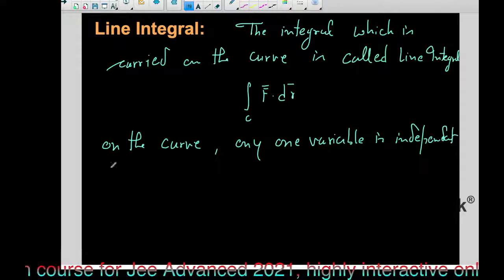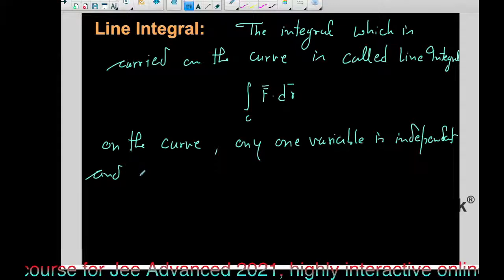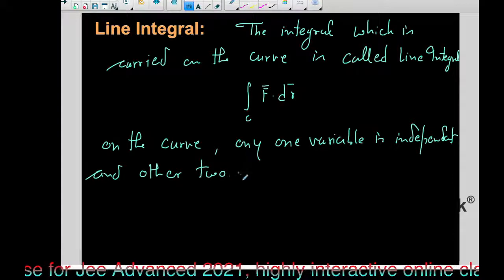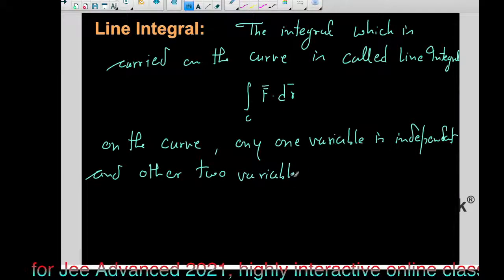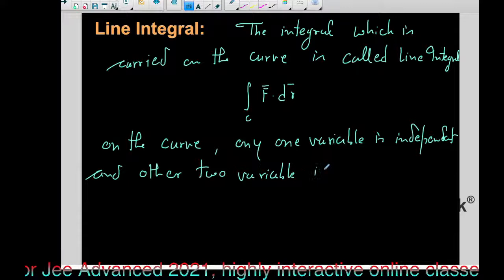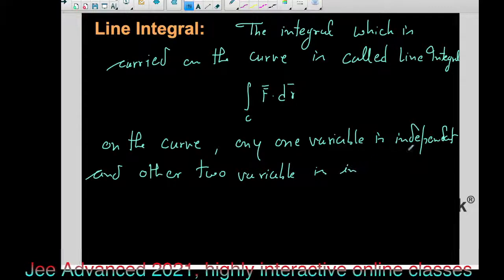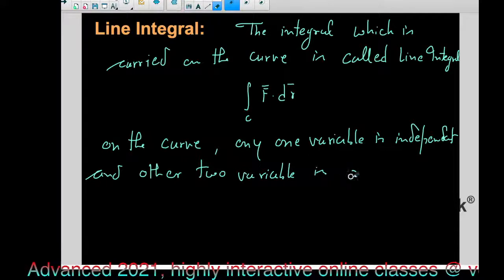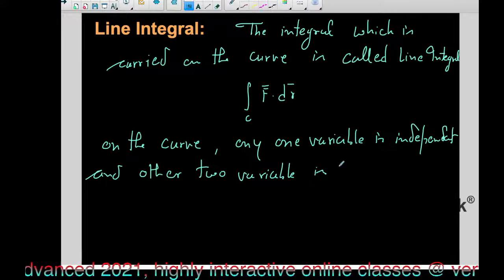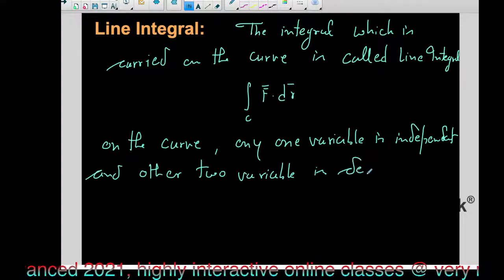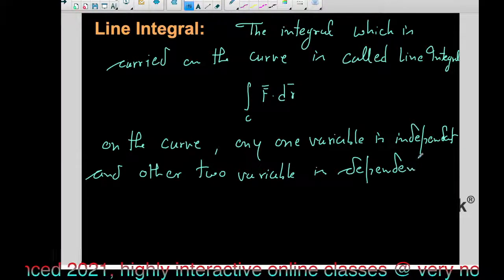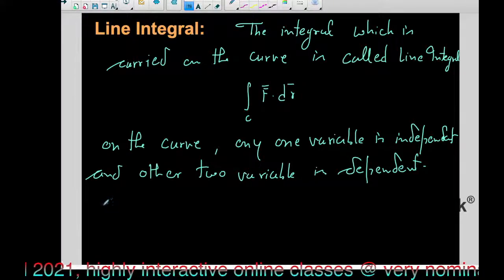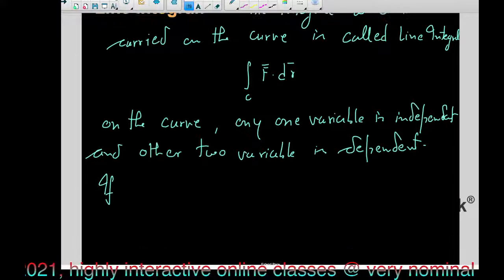Independent. And the other two variables will be dependent. Only one variable is independent; the other two variables you have to write as dependent variables. Clear?